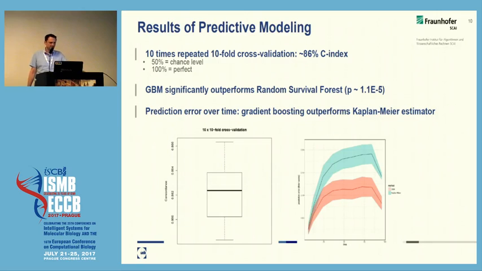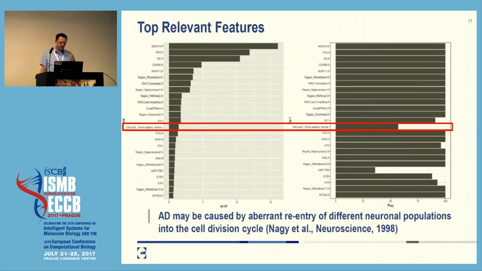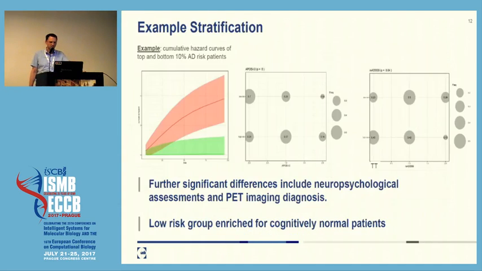This approach worked quite nicely, so we got a quite good prediction performance, also compared, in fact, to, for example, random survival forest, or also, by the way, to elastic net regression. And when we plot the prediction performance over time, we clearly see an outperformance, for example, of a Kaplan-Meier plot. When looking at the top relevant features and also stably selected features, one of the interesting aspects was to find cell cycle as a pathway that is positively impacted. This is interesting because it has actually been hypothesized that the aberrant re-entry of different neuron populations into the cell cycle is one of the possible disease causes.